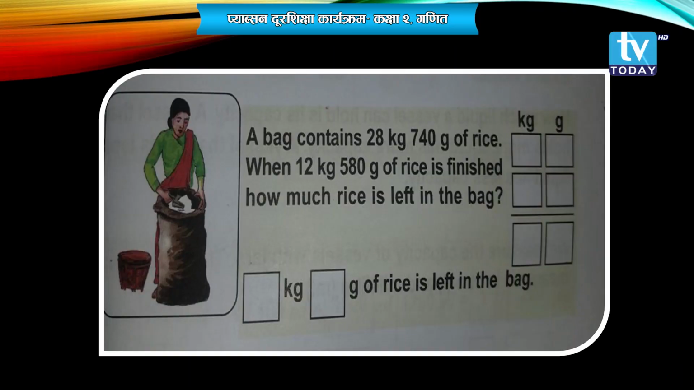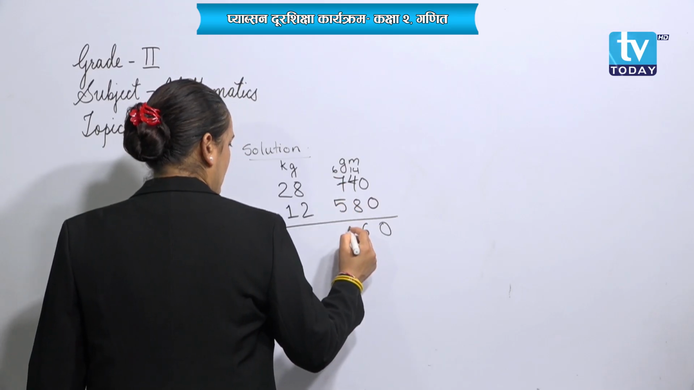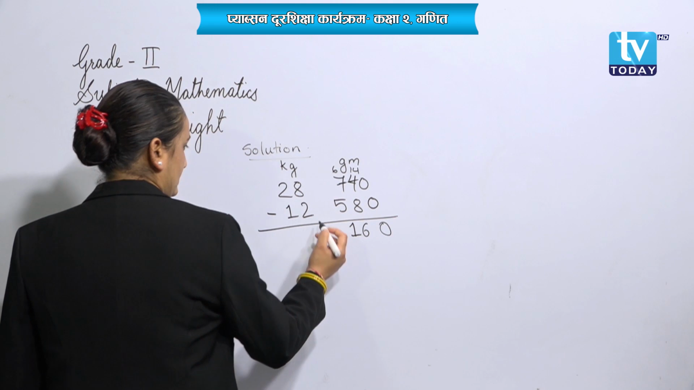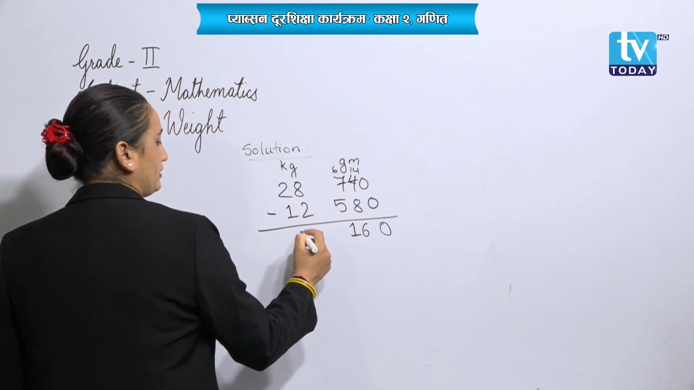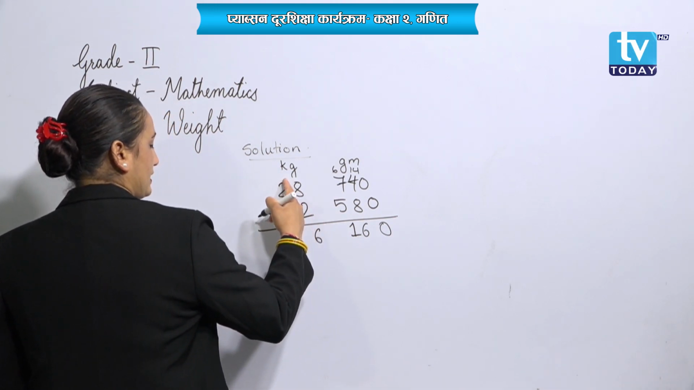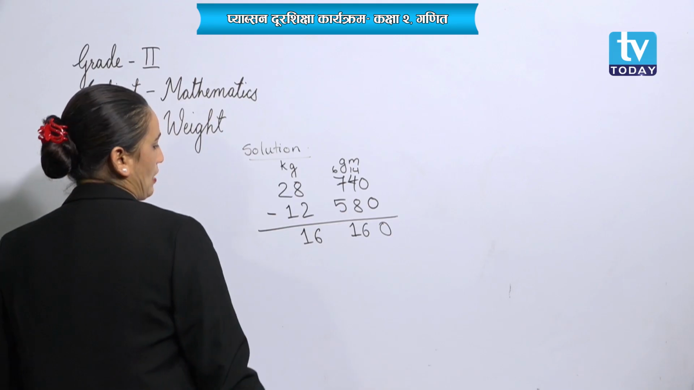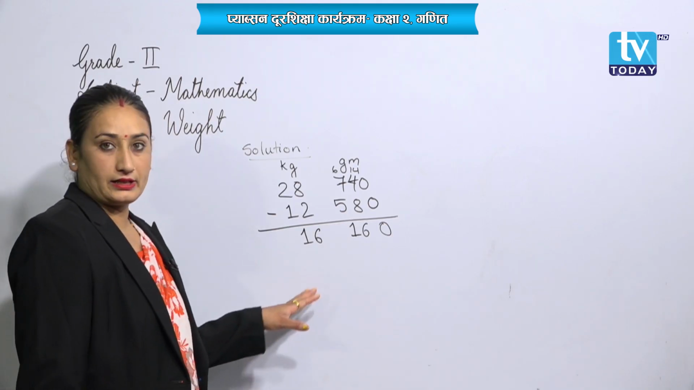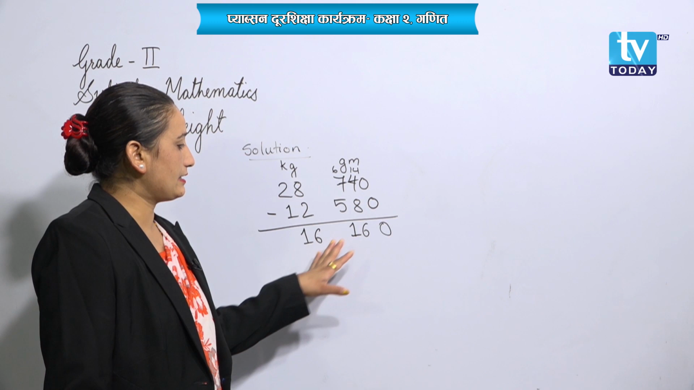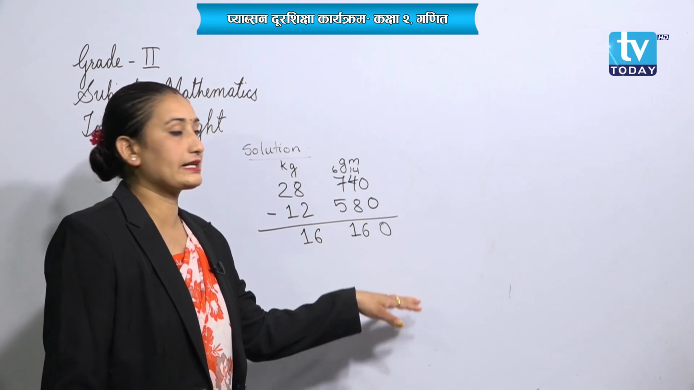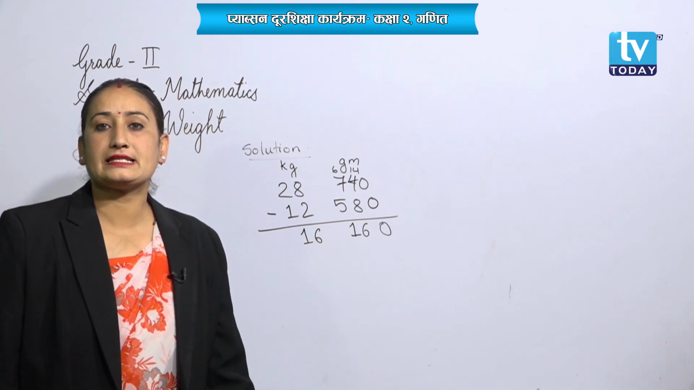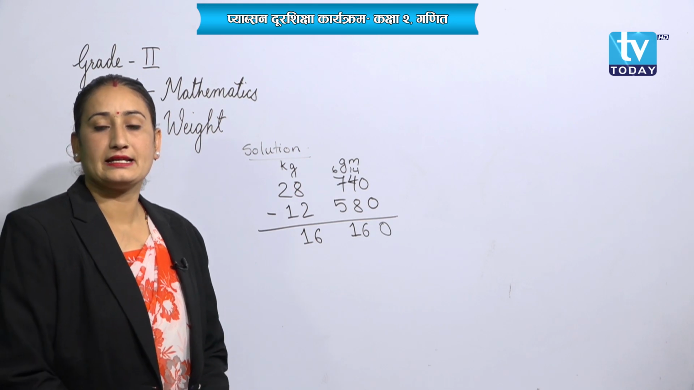14 minus 8, what will be the answer? It will be 6. And 6 minus 5, 1. And here, 8 minus 2, it will be 6. And here, 2 minus 1, it will be 1. That means altogether, 16 kg 160 gram of rice is left inside that sack.